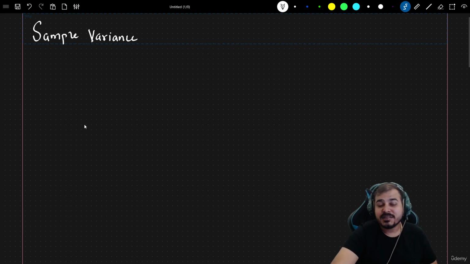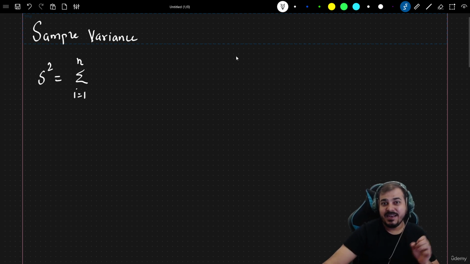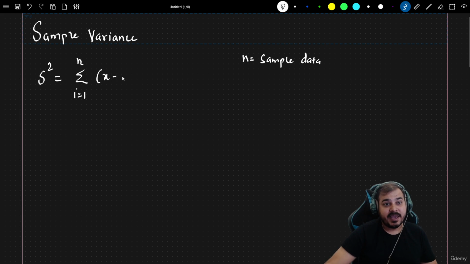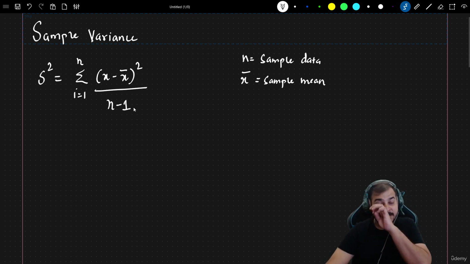So guys, we are going to continue our discussion with respect to sample variance. As you all know from my previous video, I had written the formula as S squared is equal to the summation, which is also mentioned as sample variance, i is equal to 1 to small n, where n is my sample data, and then we write (x minus x bar) whole squared. This x bar is my sample mean, divided by n minus 1. So this is the formula for calculating the sample variance.